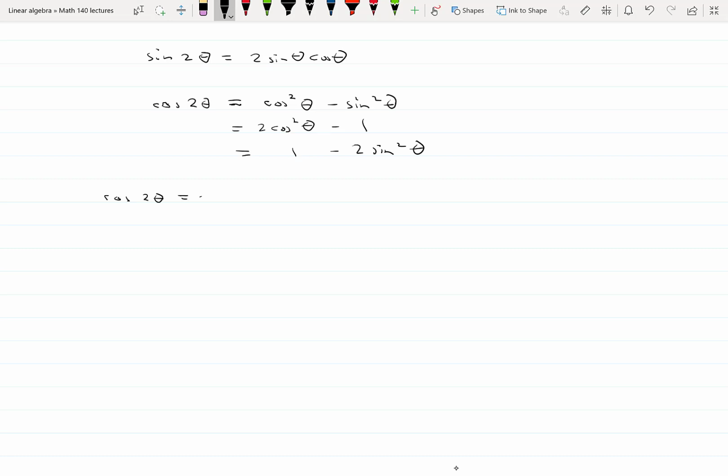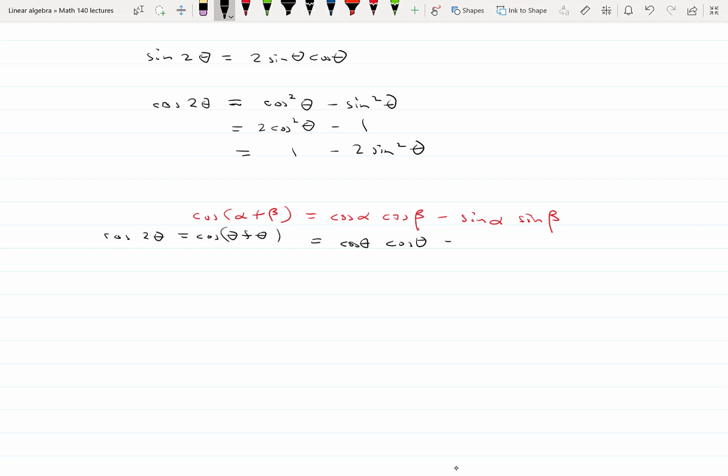Simply take cosine of 2 theta equals the cosine of theta plus theta, and then refer to the formula for the cosine of alpha plus beta from our last section. It's cosine alpha times cosine beta minus sine alpha sine beta. Then replace alpha and beta with theta, and we get our result almost immediately. We get cosine theta times cosine theta minus sine theta times sine theta. And of course, that's cosine squared theta minus sine squared theta. Okay, boom, we got it.